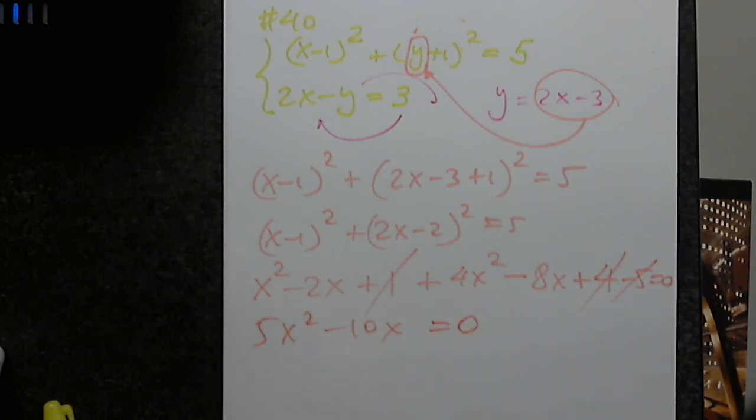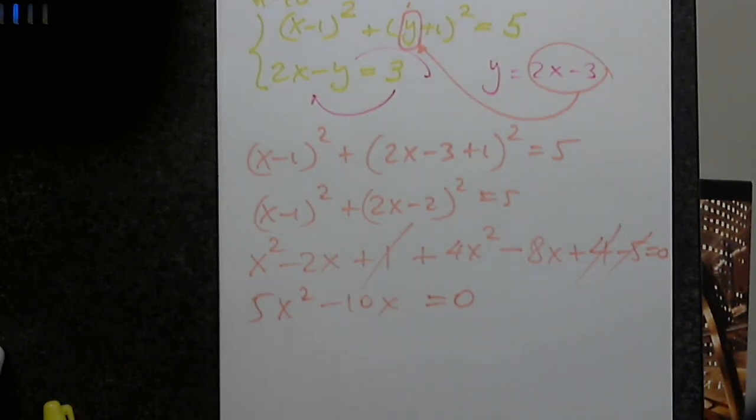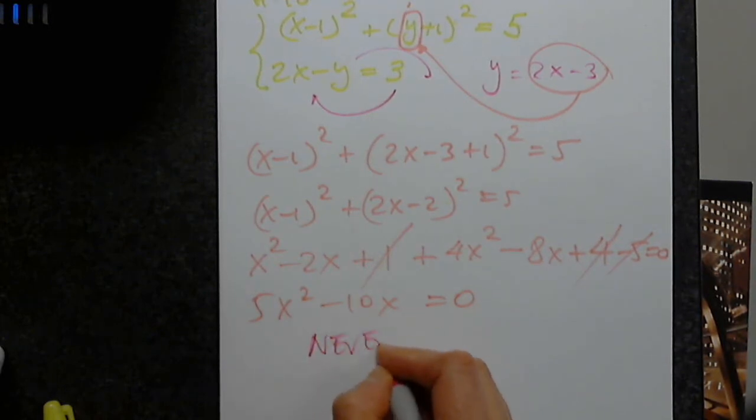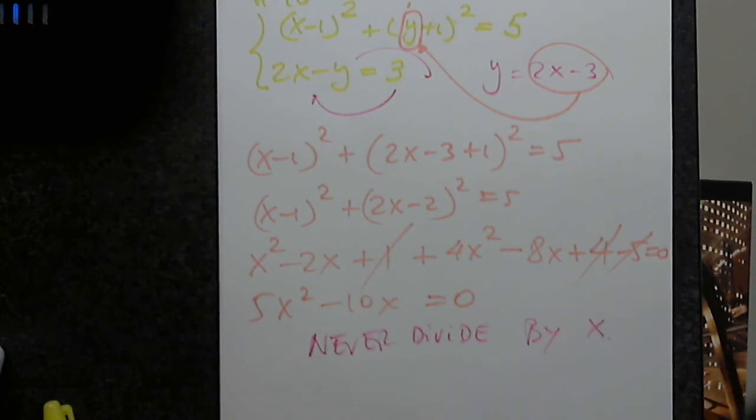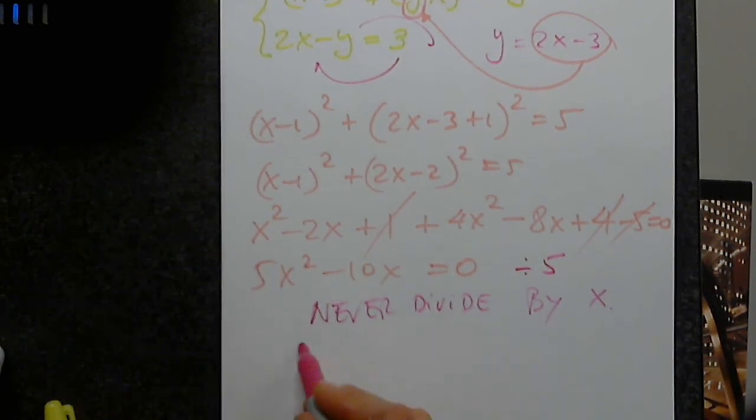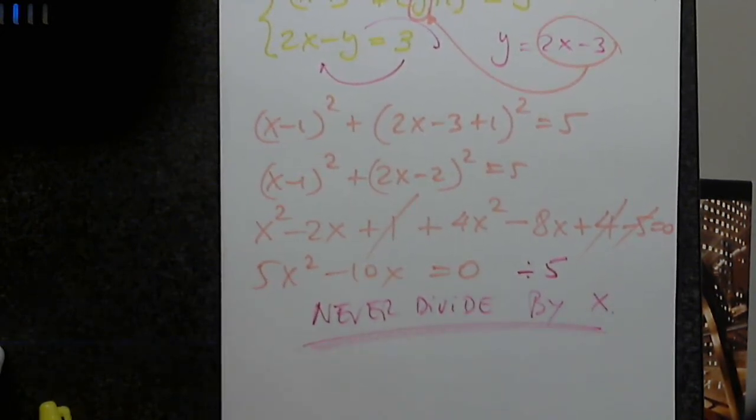What can I simplify this equation by to make it easier to work with? I can never divide by a variable. Okay, write it down if you need to. Never divide by x. If you divide by x, you will only get one solution. It's quadratic, you have to present 2 solutions. You can only divide by 5. Never by the variable. Never divide by the variable, please.